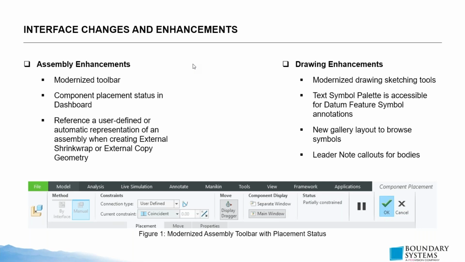We also have the addition of datum feature symbol annotations to the symbol palettes. And similar to that, we have a new gallery layout to browse symbols. So a lot of these older looking menu options in the drawing interface were updated to kind of be on par with the changes they made to the assembly and part interfaces.